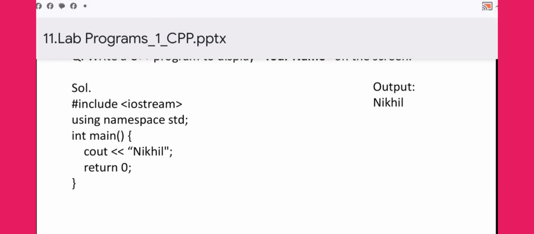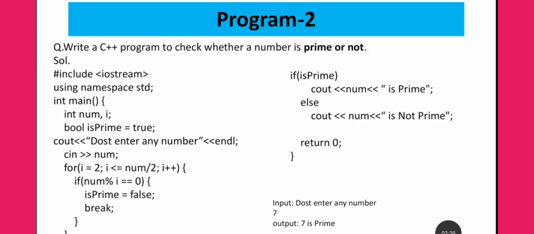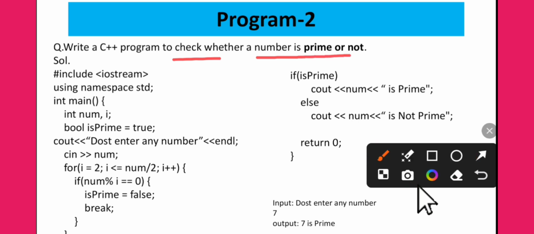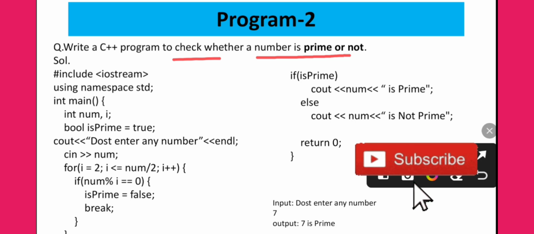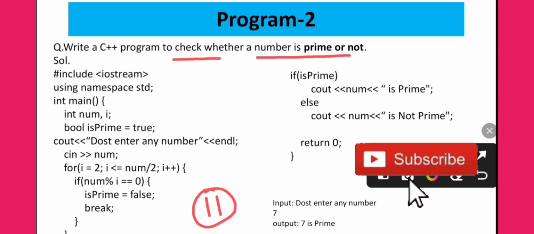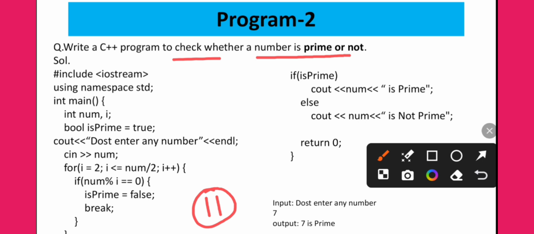Now, question number 2 is: write a C++ program to check whether a given number is prime or not. What do we mean by prime numbers? For example, if we take the number 11, if 11 is not divisible by any other number except itself, it is known as a prime number. So we can start the program by writing the header file iostream. Then we can write using namespace std.